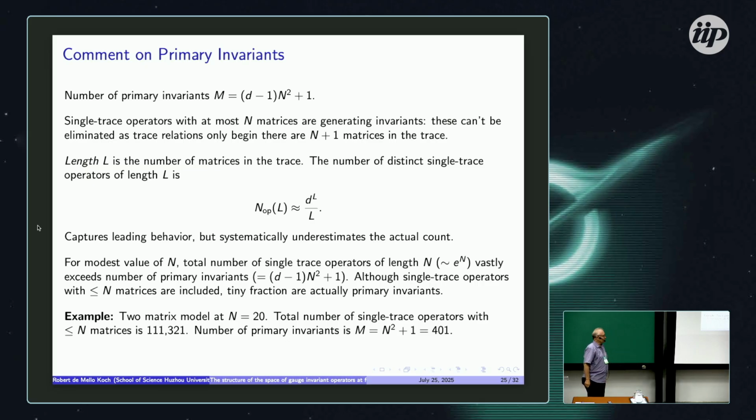So to give you an example of some numbers, for the 2 matrix model, so 2 matrices at n equal to 20, the total number of single trace operators is 111,321. The number of primary invariants is 401. So less than 0.5% of them are primary invariants. The vast majority of them appear as secondary invariants. So there's going to be many secondary invariants that are quite short.